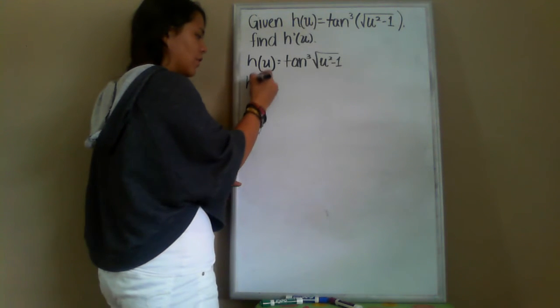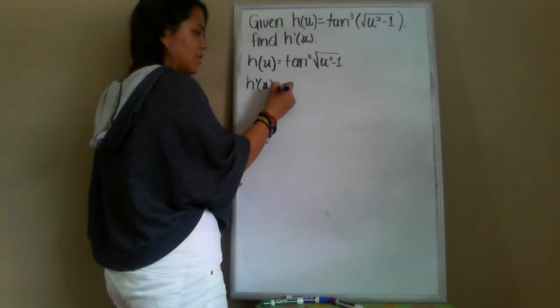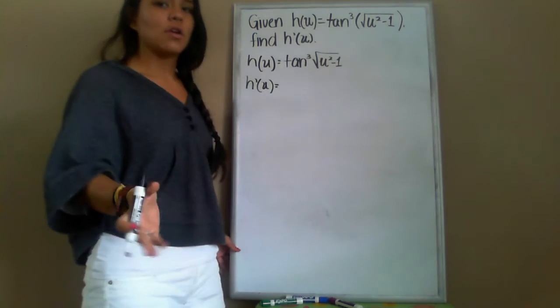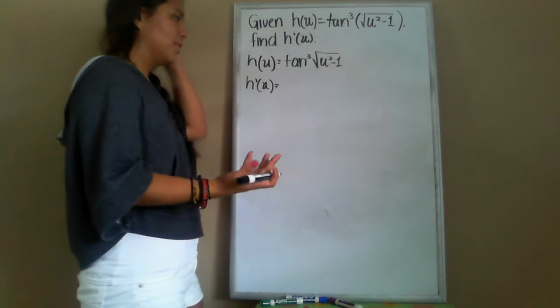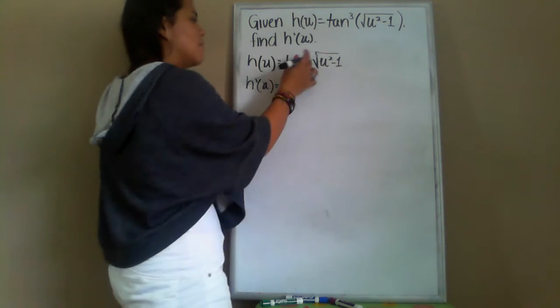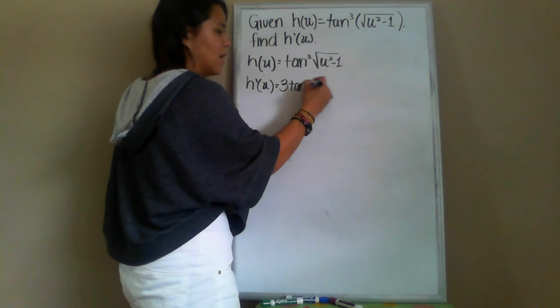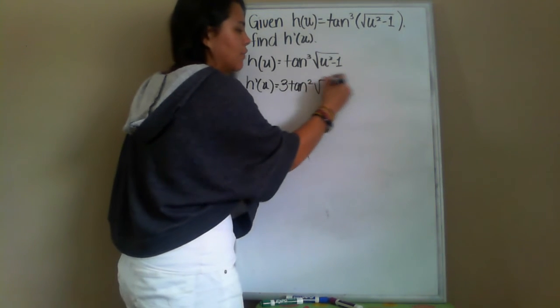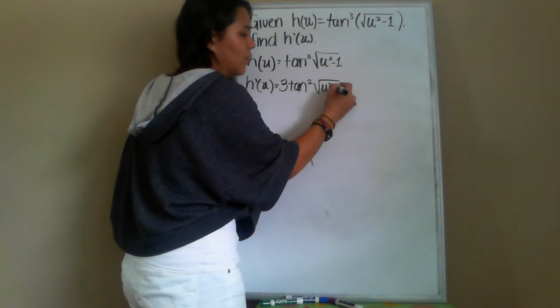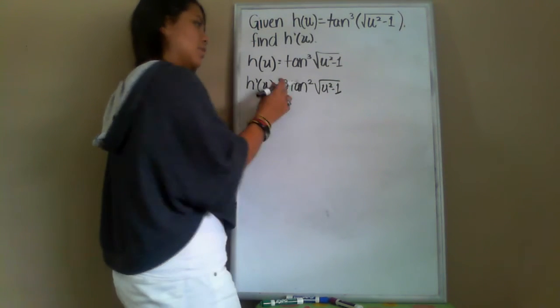Okay, so we start off here. You see that the tangent is elevated to the third power. So here we use the power rule. Same thing as always. Multiply by the power and subtract 1. So you have 3 tangent squared of the square root of u squared minus 1. Right? So that's our first step.